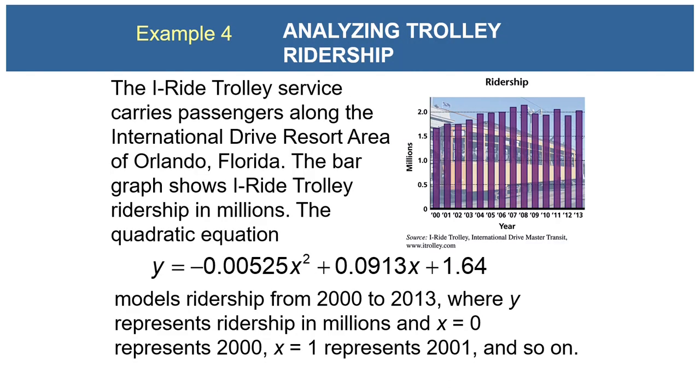Example 4. The I-Ride trolley service carries passengers along the International Drive Resort area of Orlando, Florida. The bar graph shows I-Ride trolley ridership in millions. The quadratic equation y equals negative 0.00525x squared plus 0.0913x plus 1.64 models ridership from 2000 to 2013, where y represents ridership in millions and x equals 0 represents 2000, x equals 1 represents 2001, and so on.